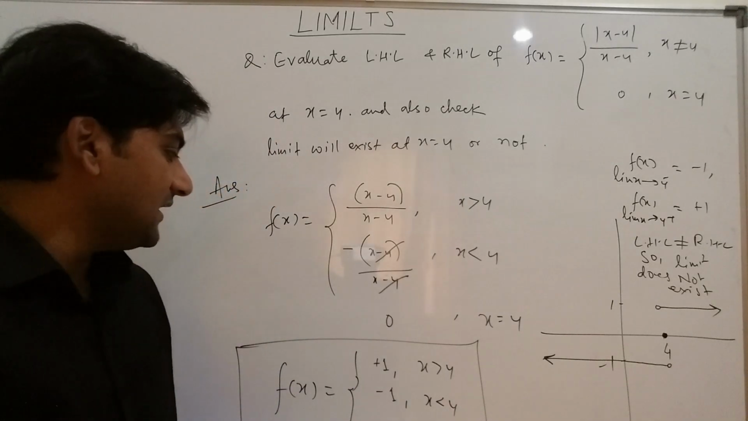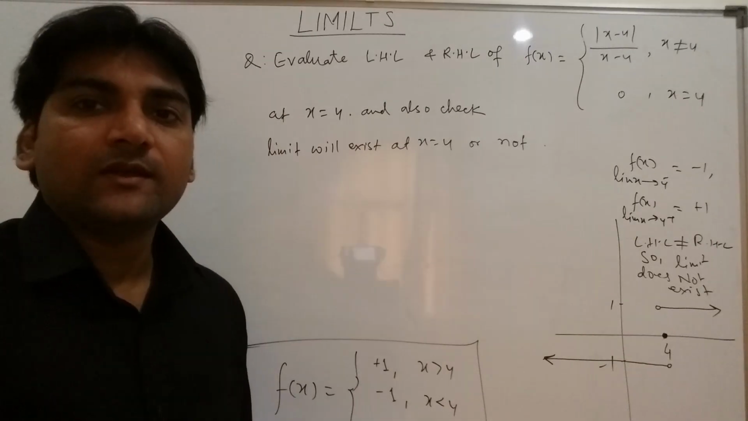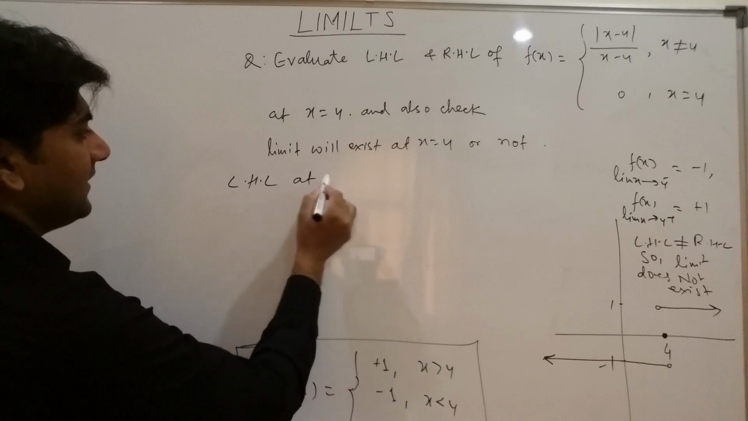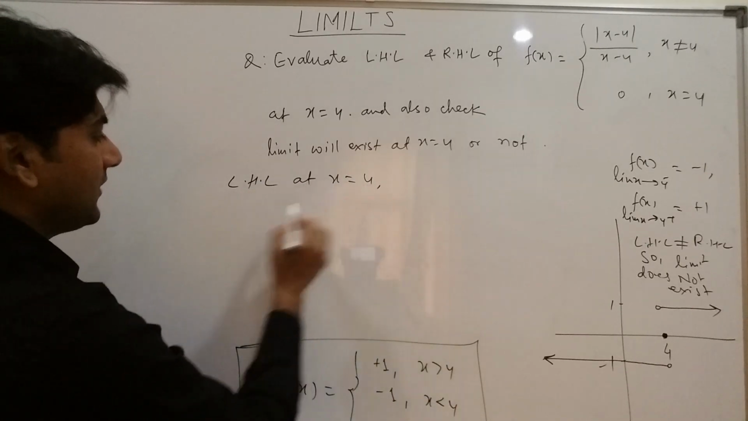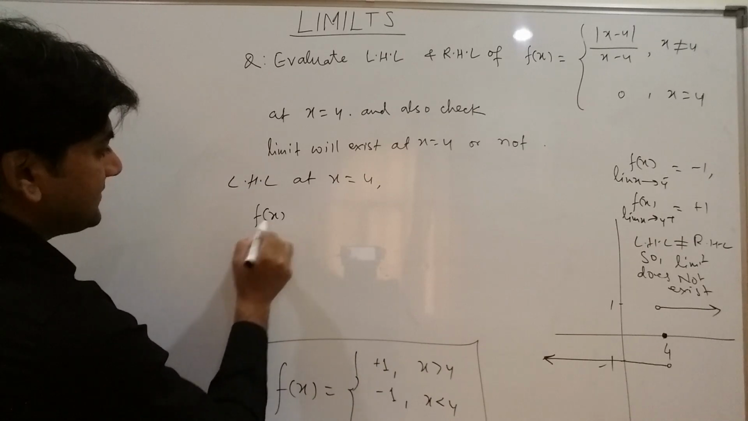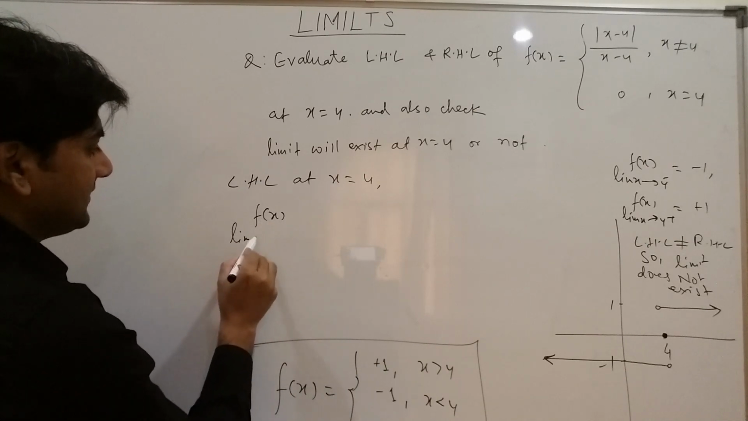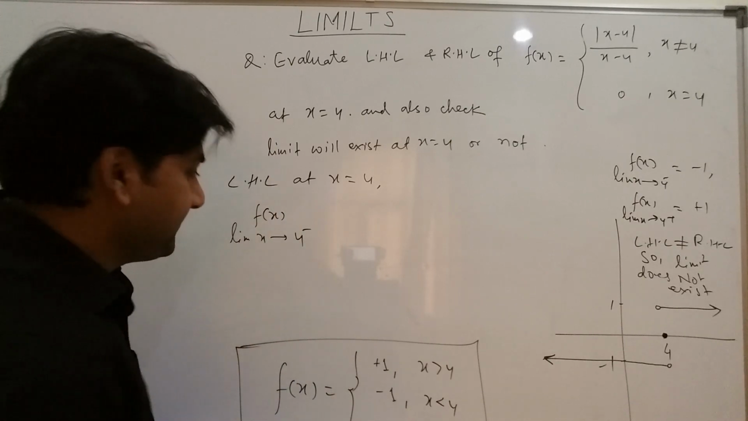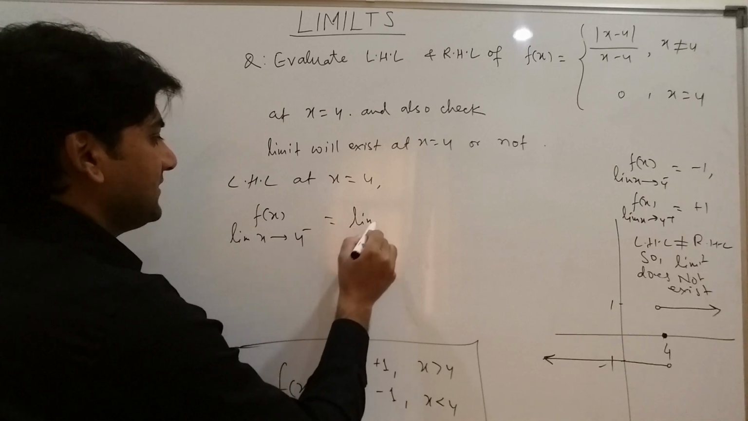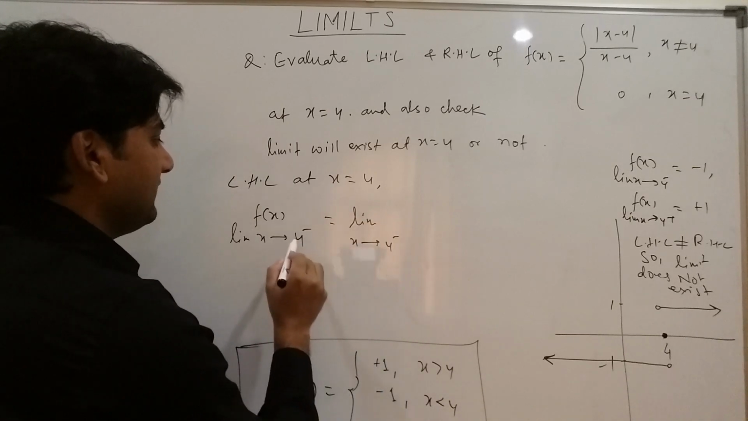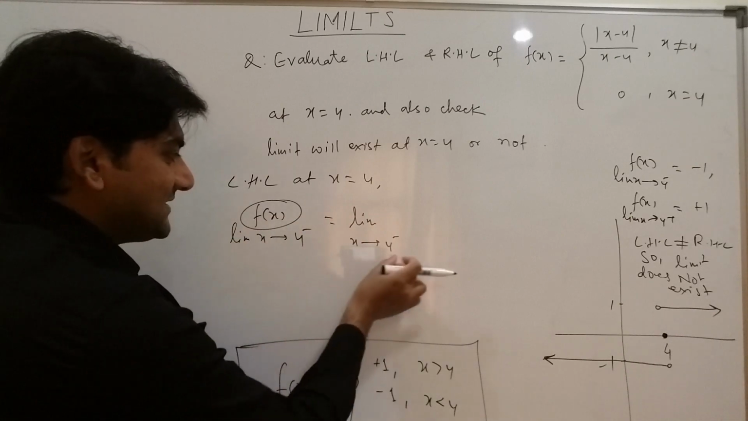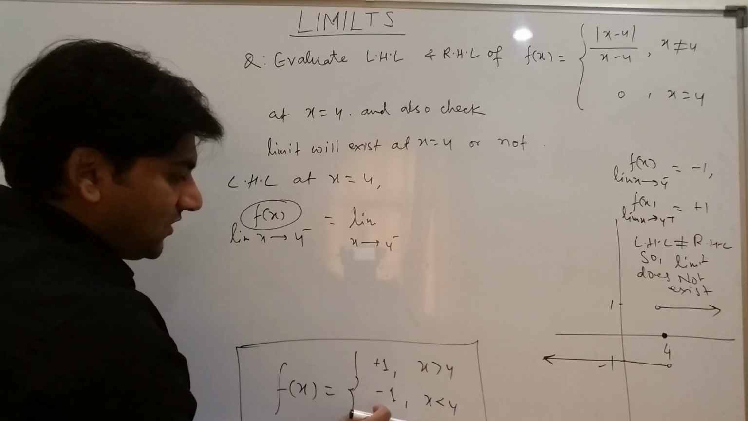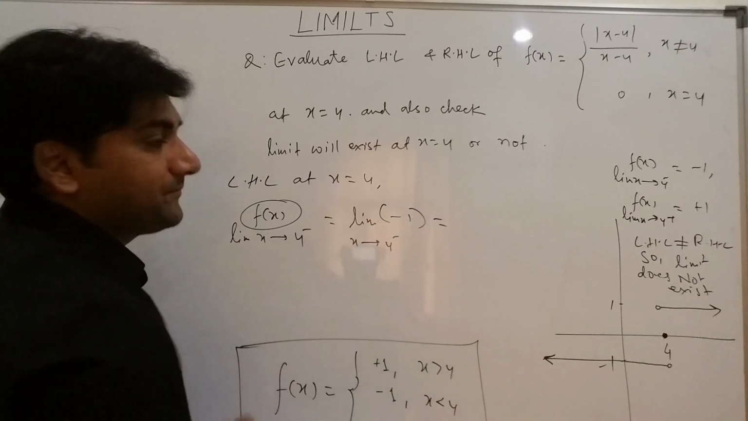Now again we can learn this like left hand limit at x equals 4. Okay, then I will write f of x, limit x tends to 4 negative. But what is f(x) when x is less than 4? 4 negative means less than 4. So less than 4, what is the function? Function is constant, that is minus 1. So minus 1 will be here.